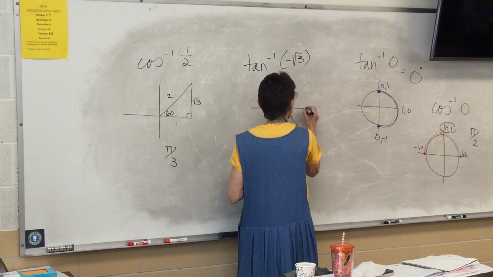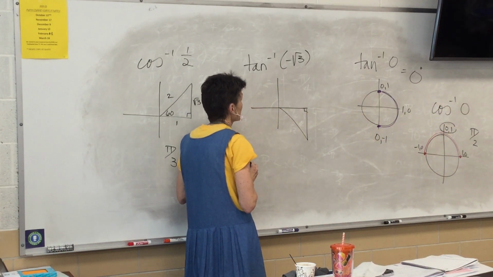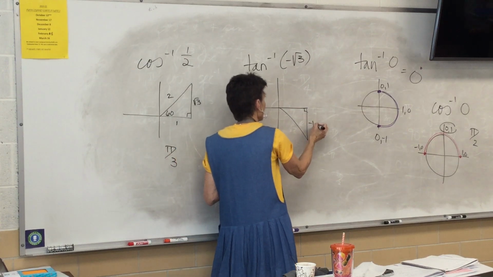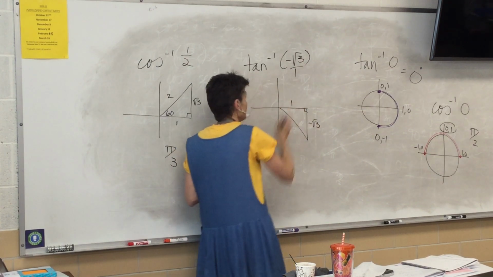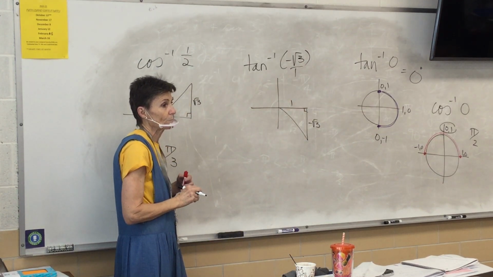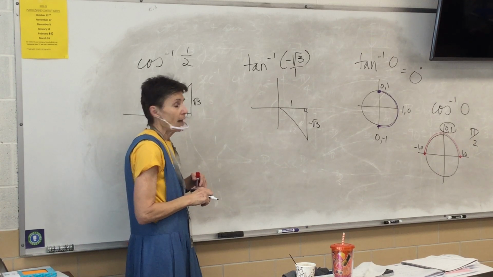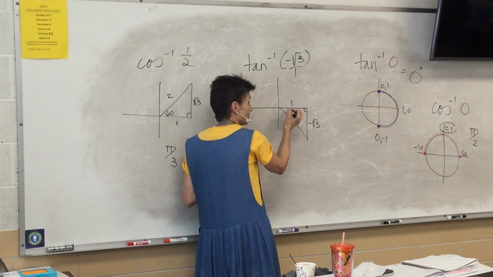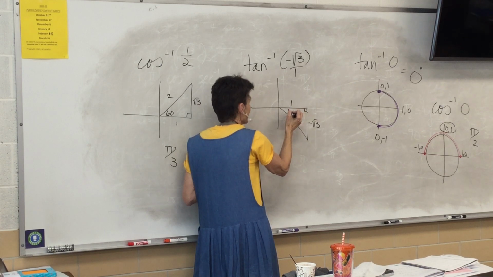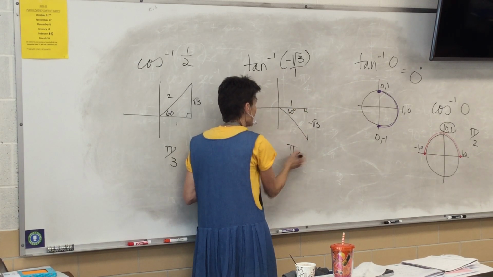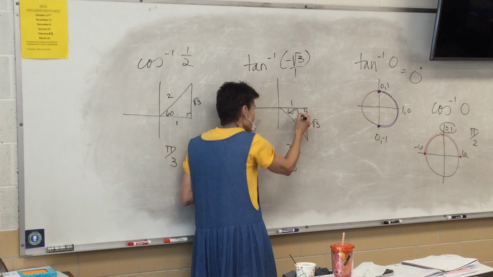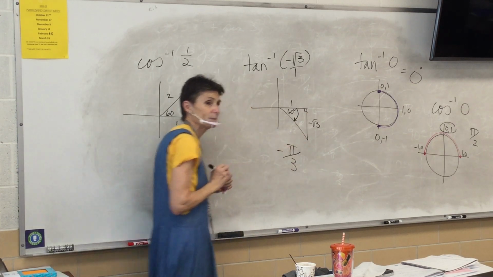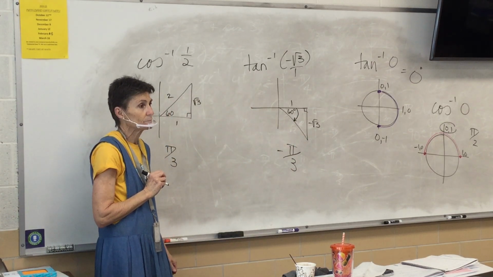So here's my triangle in quadrant 4. The tangent is negative root 3 over 1. Think of that as a fraction. How big's this angle again? It's a 60-degree angle, but it's pi over 3. But since I gotta go this way, it will be negative pi over 3.